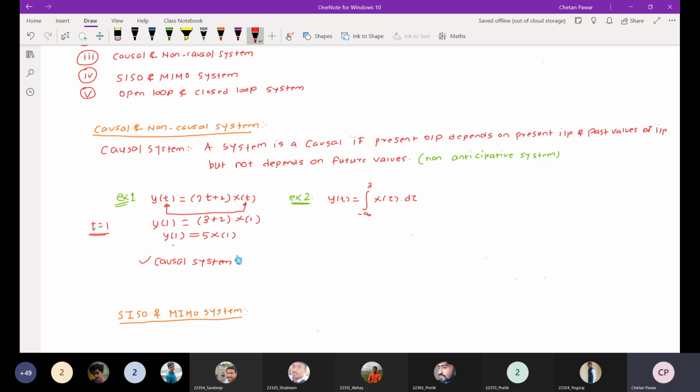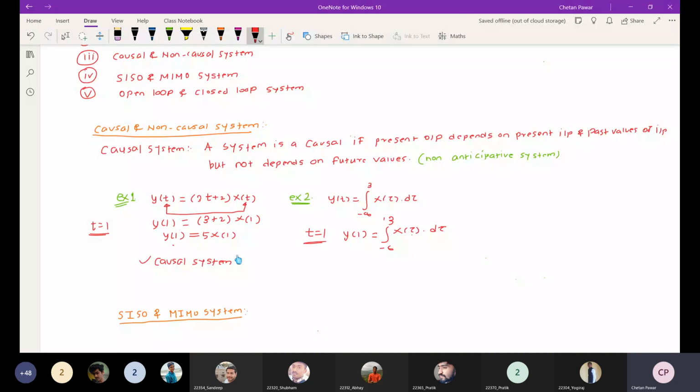And if you talk about this system, if I want to calculate the value of the output at t equal to 1, y of 1 will be the integral from minus infinity to 3 of x of tau d tau. Now you tell me, the output value at time instant 1 depends on which values of the input, past, present or future values? Future values. Yes, I will re-explain it.